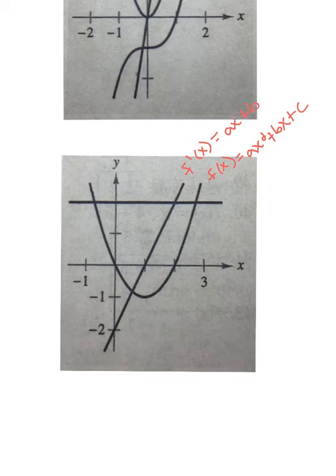And then the second derivative has to be the horizontal line, because it would just be a. The derivative of ax is just going to be a. And if you have y equals a, you have a horizontal line.